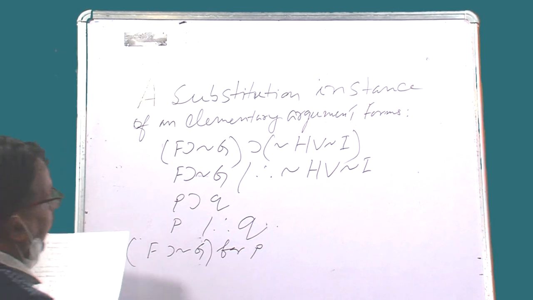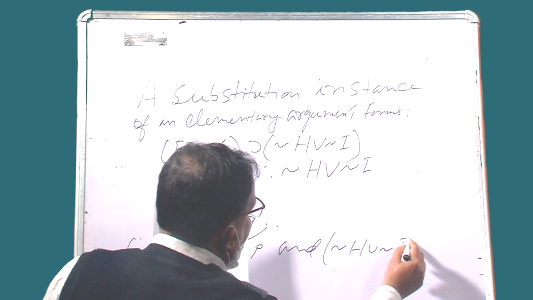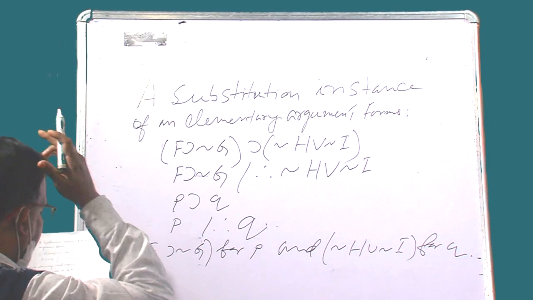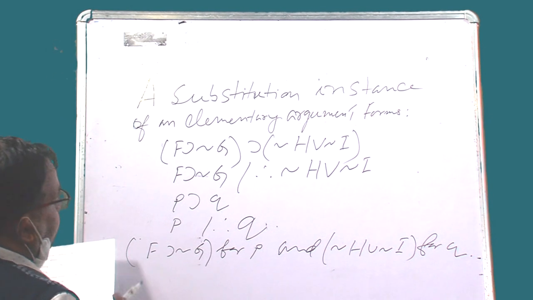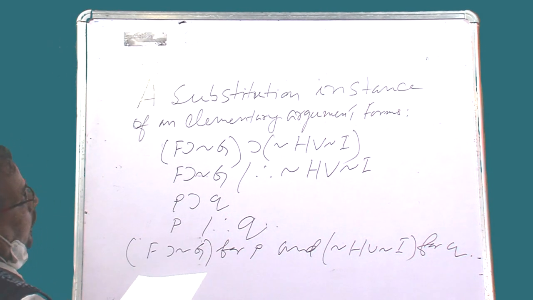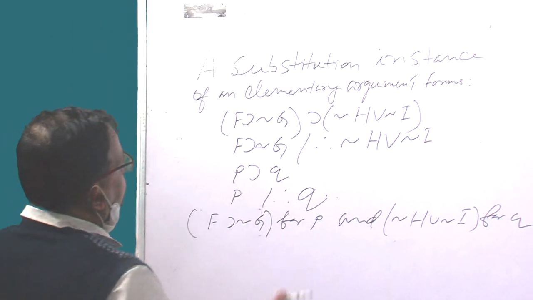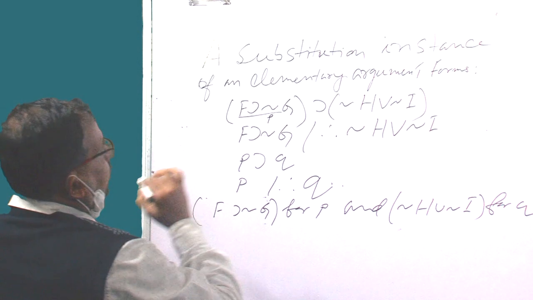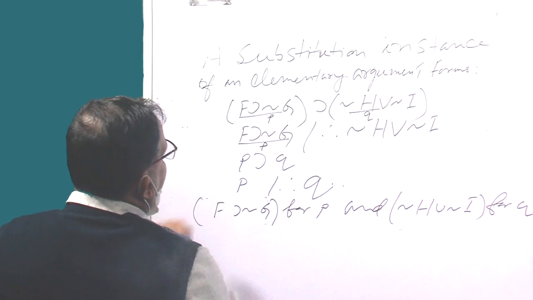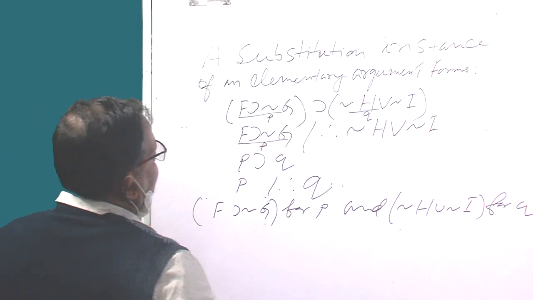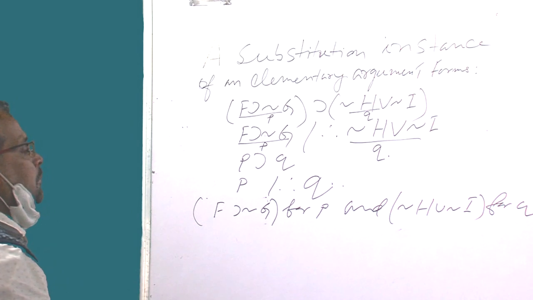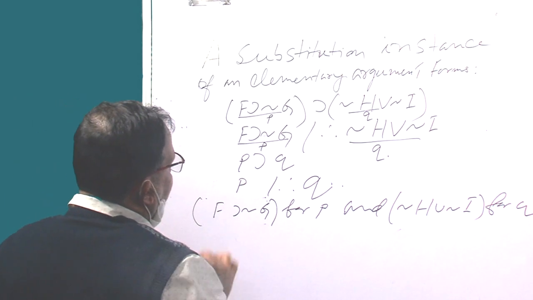Now you see, by substituting F implies G for P and negation H or negation I for Q, it is that form, even though modus ponens is not the specific form of the given argument. So now, if we take P and Q for H or negation I, then this is P for F implies negation G. So the result will be Q. So this is a formula from P implies Q, P, therefore Q.